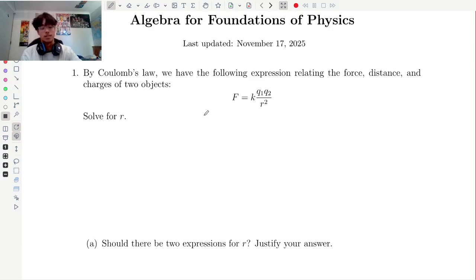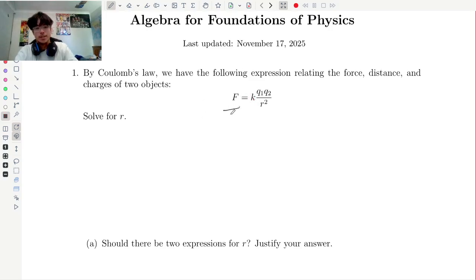to be rearranged. So we have this equation here, which is Coulomb's law, and let's imagine that we have all the information except for r, which is the distance. So in order to find an expression for r, to solve for r, we need to isolate it on its own. Now, first thing that I want to do is I want to get rid of this k here.